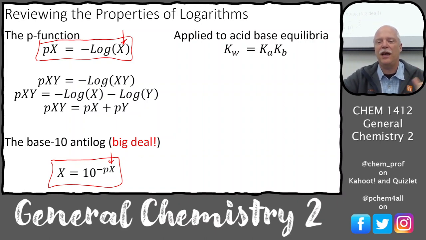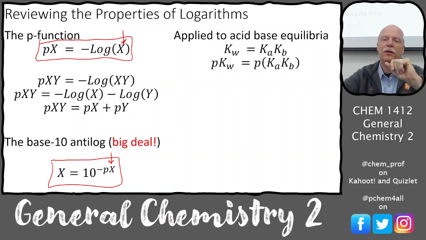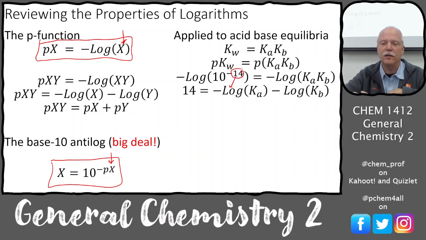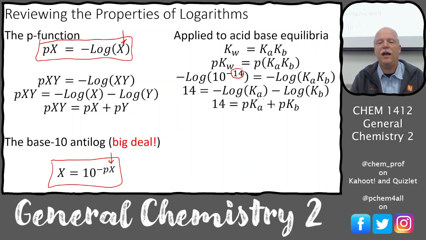So here we have this Kw equals Ka times Kb. We talked about that last time. Let's now take the minus log of both of these. So the pKw is the p function of that product of Ka and Kb. On the left is the minus log of 10 to the minus 14, that's Kw. And on the right is the minus log of Ka times Kb. Well, this one is easily done, right? I can bring that 14 down and change the sign, so this is going to be 14. And then I can distribute that log and have the sum of the logs of the individual pieces. So that's the minus log of Ka and the minus log of Kb, which is the pKa and the pKb. So 14 is equal to the pKa plus the pKb.